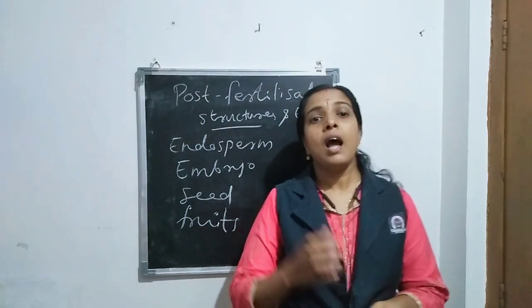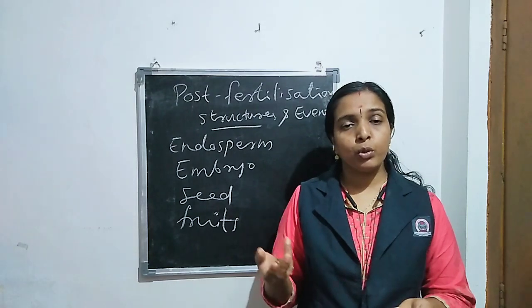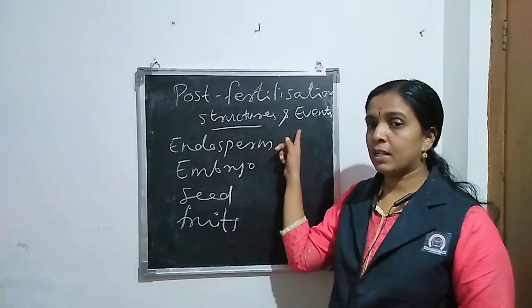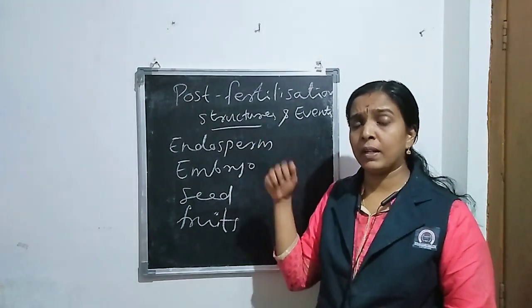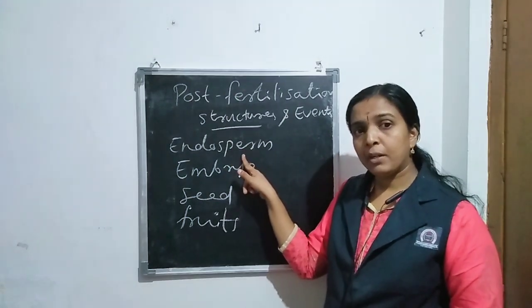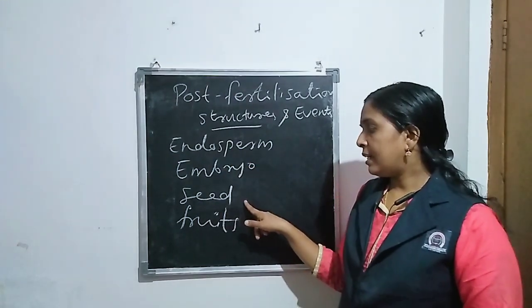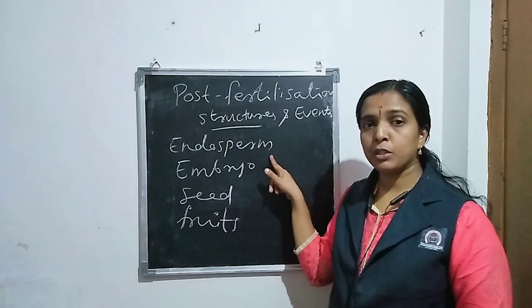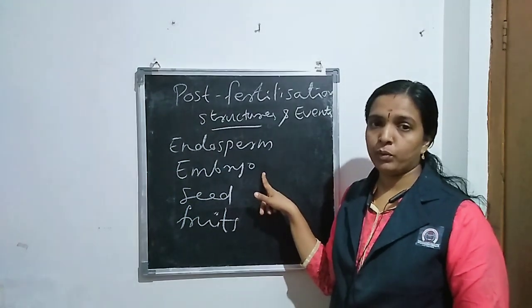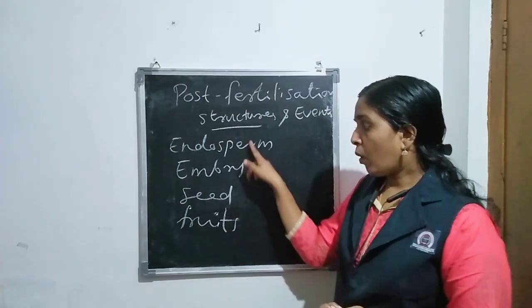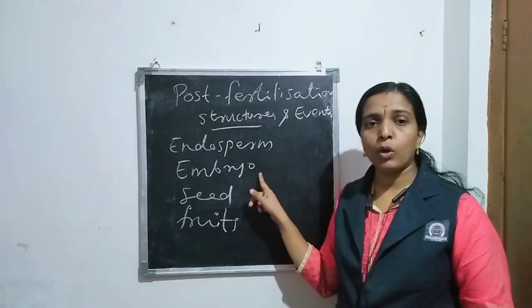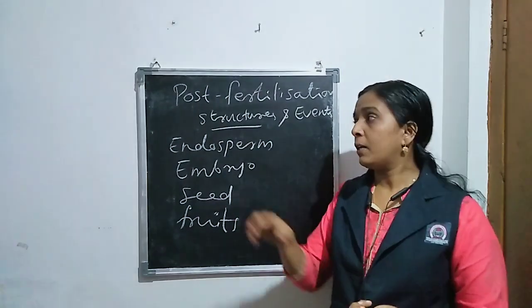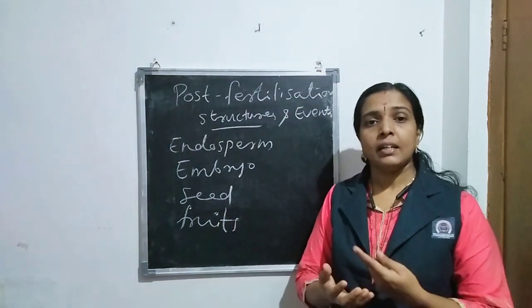After double fertilization, what are the post-fertilization changes in a flower? Here, post-fertilization structures and events. In this topic, we can discuss development of endosperm, embryo, seed, fruit, and different types of embryo. All these structures and developments together are called post-fertilization events in a plant.